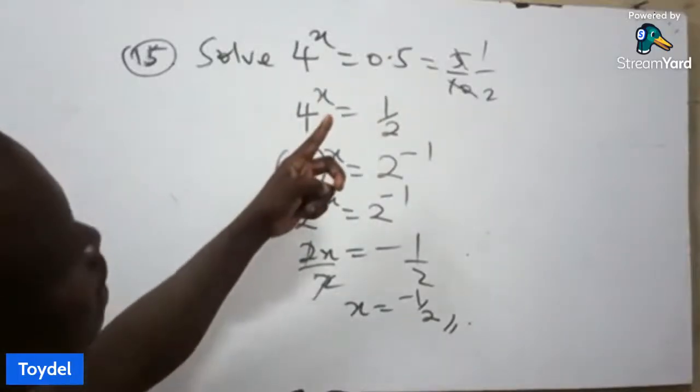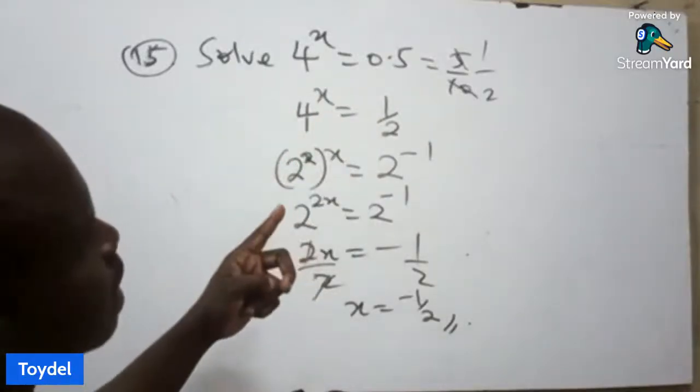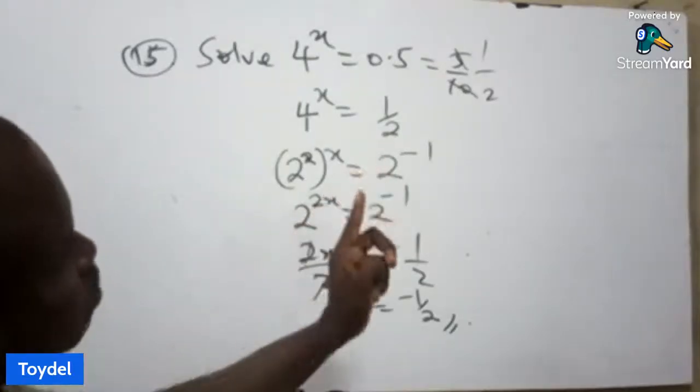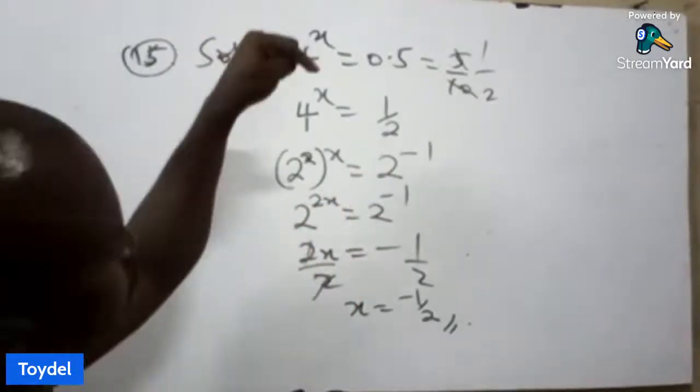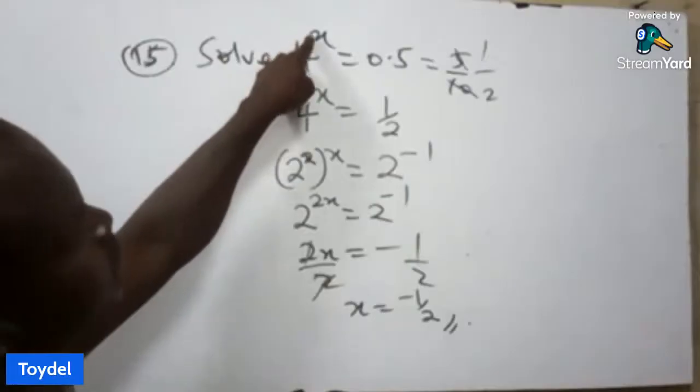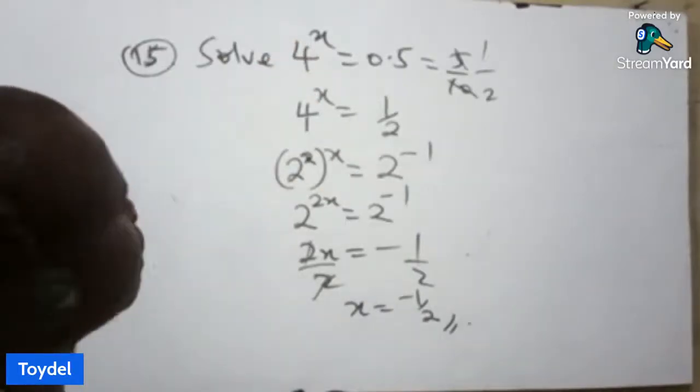Because in my mind, I know that 0.5 is 5 all over 10. That is half. Then that half, I can change to 2 raised to power minus 1. Then this 2x, when I write this, 4. So the answer is minus half.